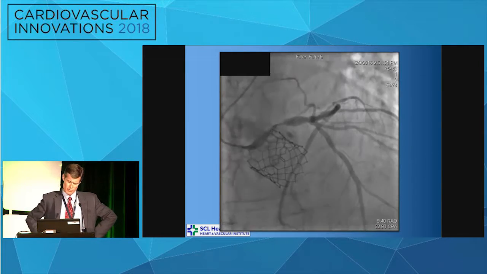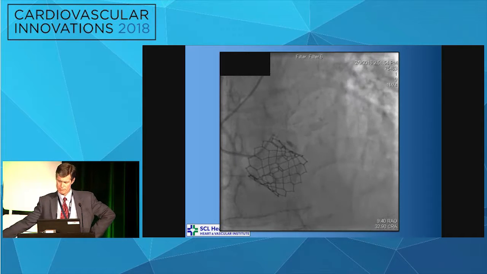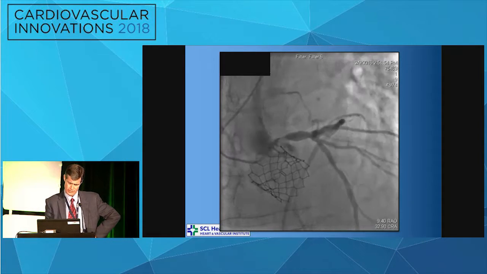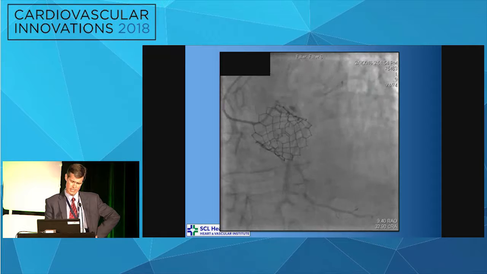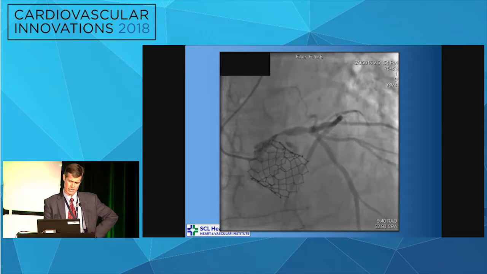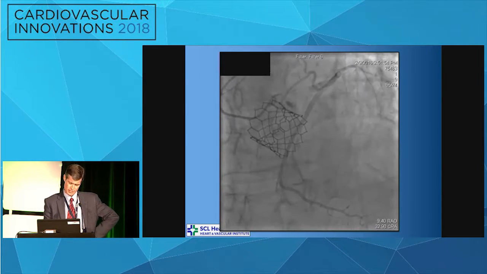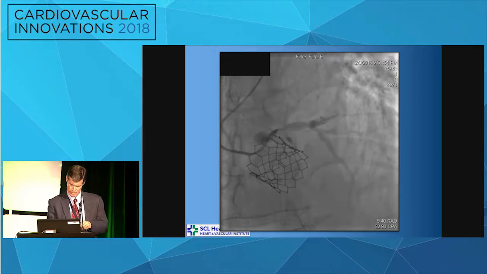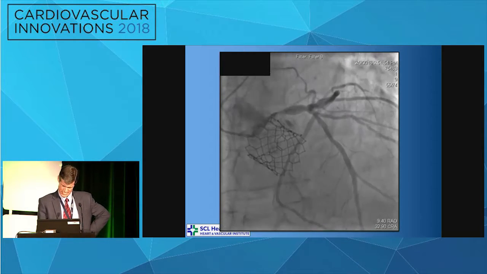And I don't know if you can appreciate it, but you guys may be able to see this on the dais because you have a bigger monitor, but you can actually see this kind of rock of calcium in the left cusp sitting up against the left main and really impinging on it.